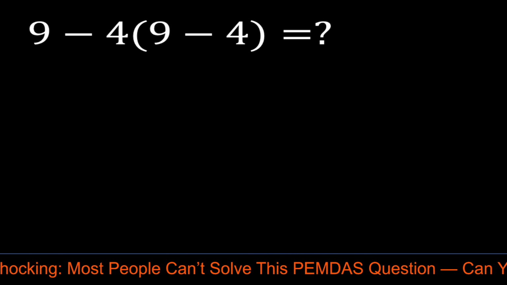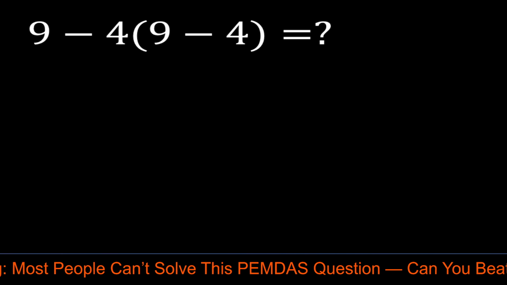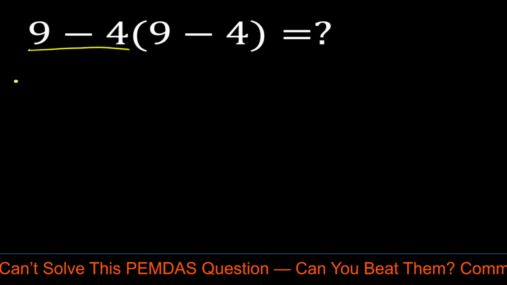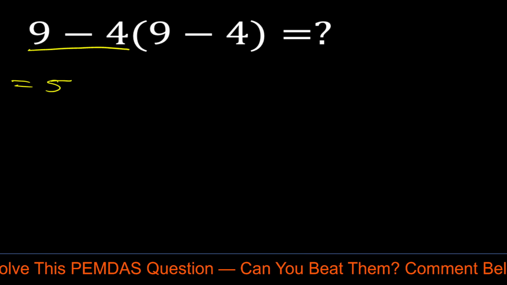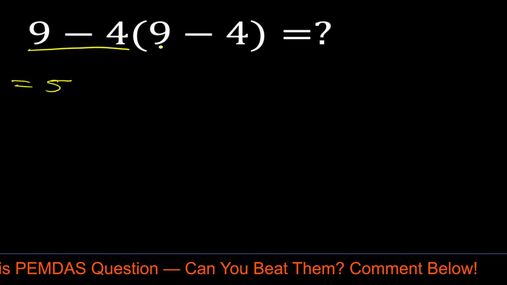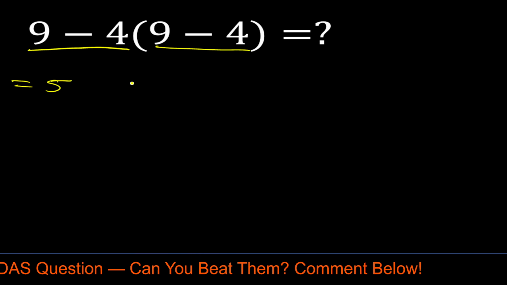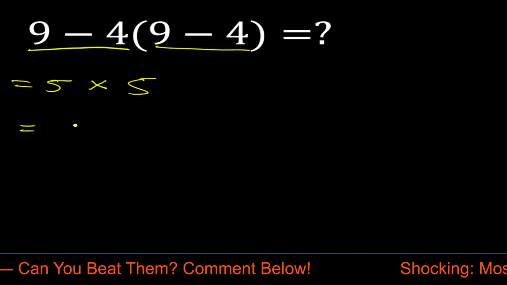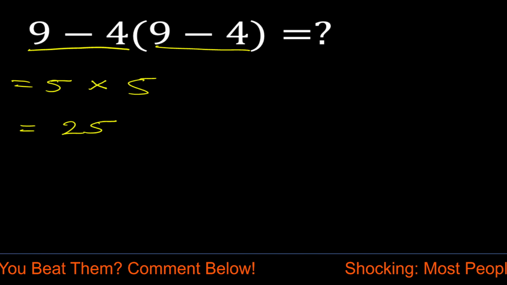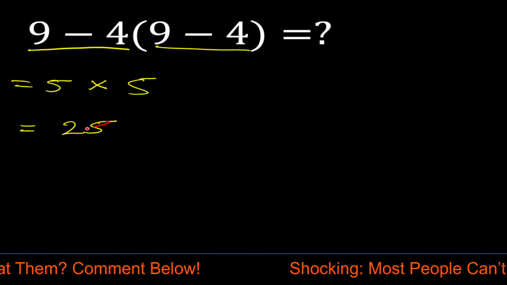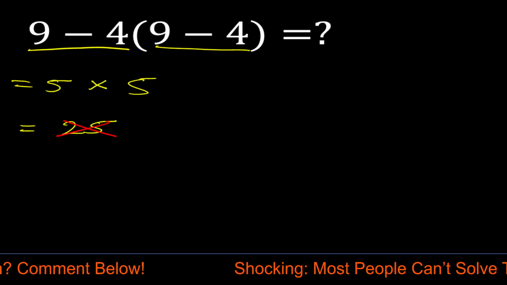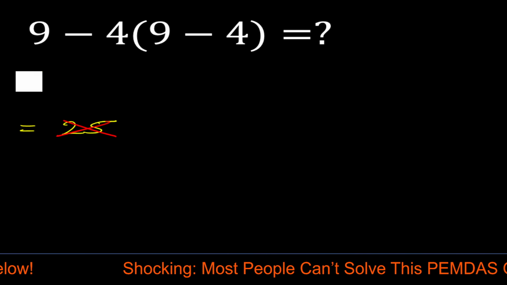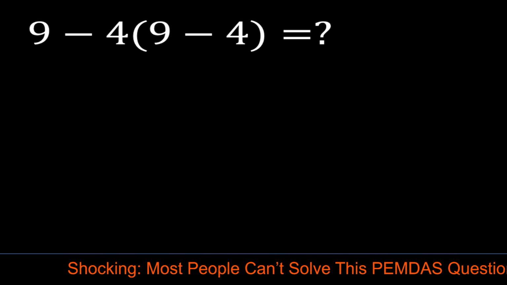So most people solve this question like 9 minus 4 is equal to 5, right? Then again 9 minus 4 is equal to also 5. Now 5 times 5 is equal to 25, right? But this answer is not correct. This answer is completely wrong. So now let's solve this problem correctly by using the PEMDAS rule, right?